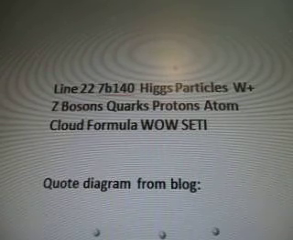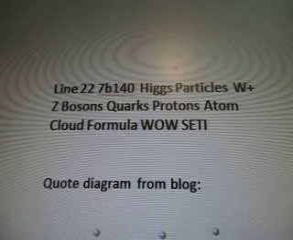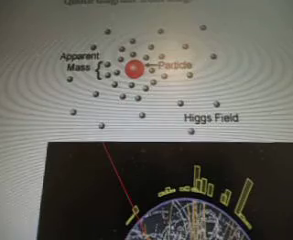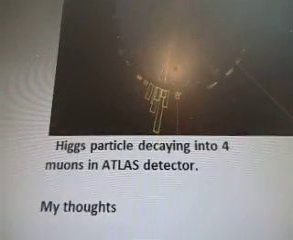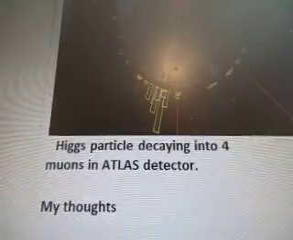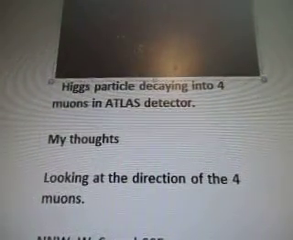So line 22, 7B140, Higgs particle W plus Z, bosons, quarks, protons, atom cloud formula, Wow Seti. Quote and diagram from blog. So this talks about apparent mass, particle, and Higgs field. And then it shows Higgs particle decaying into 4 muons in the Atlas detector. I'm going to make that a little bit smaller so you can actually see it better.